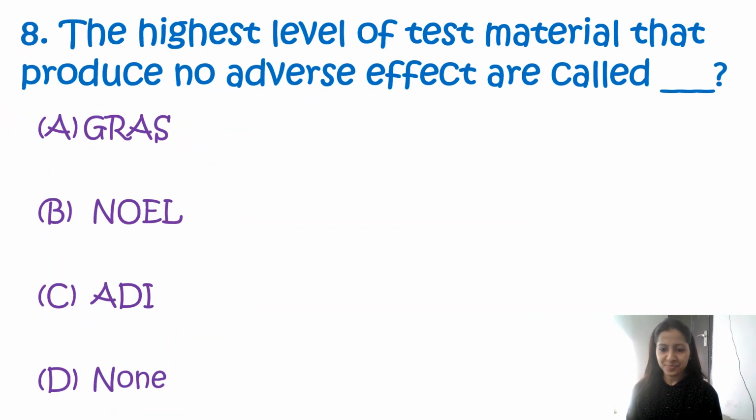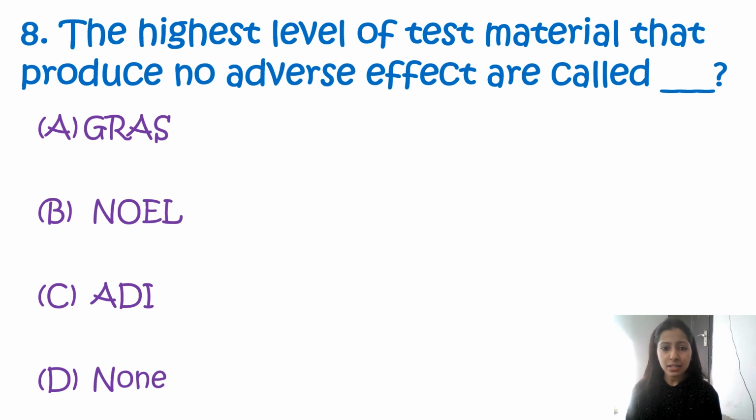Okay. Next, question number 8. The highest level of test material that produces no adverse effect is called: Option A, GRAS. Option B, NOEL. Option C, ADI. Option D, none. So the highest level of test materials that produce no adverse effect.